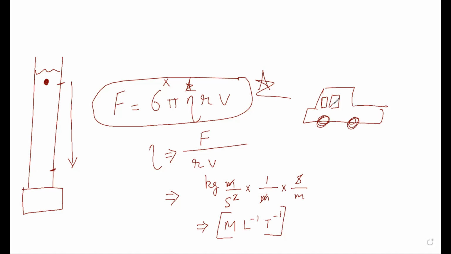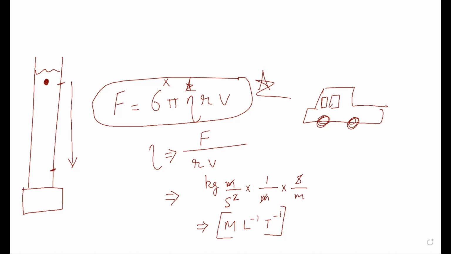You can take your hand out, you can take your dog out. Your dog would have more drag force because the area is more. So eta, the coefficient of viscosity, is how viscous the air is. So it has a practical implication also. So force is equal to 6 pi eta R V.